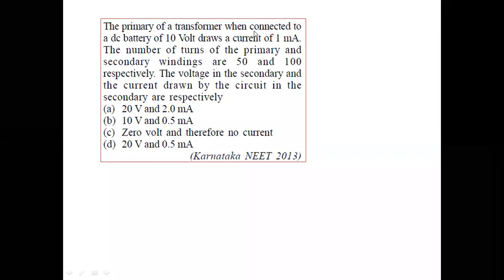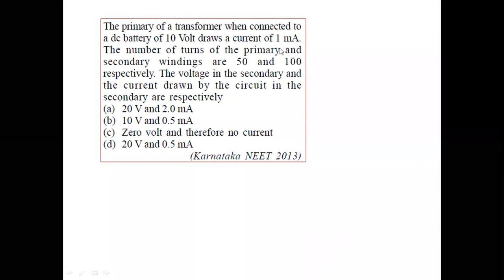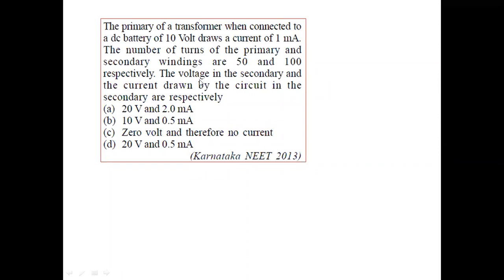The primary of a transformer, when connected to a DC battery of 10 volt, draws a current of 1 milliampere. The number of turns of the primary and secondary windings are N1, N2 given. Number of turns in the primary, you can take it as NP. Number of turns in secondary as NS, 50 and 100 respectively.